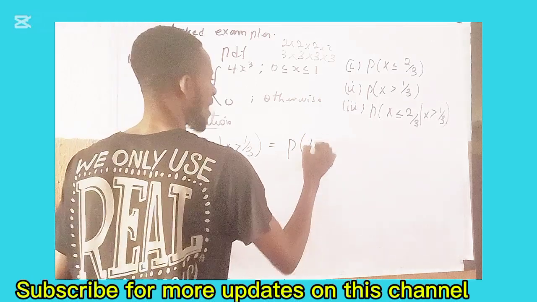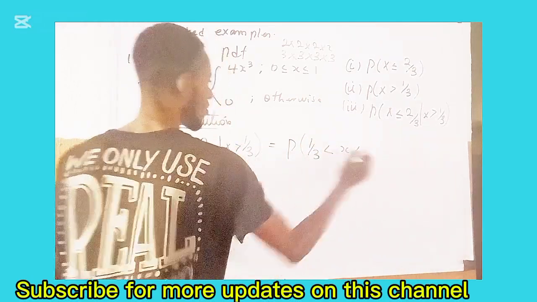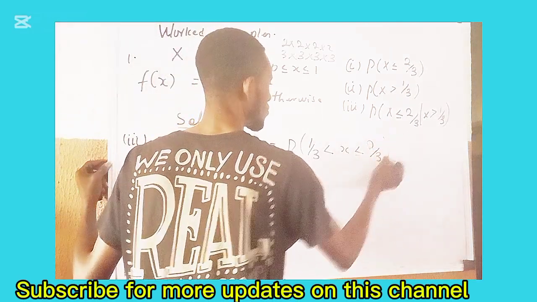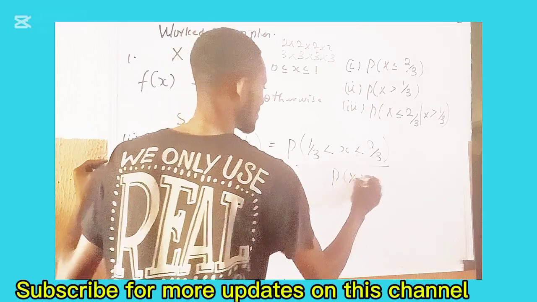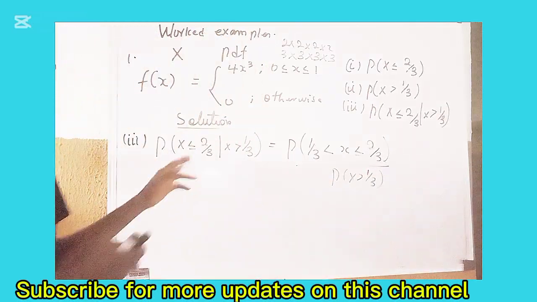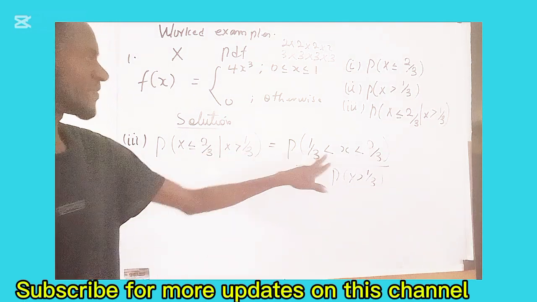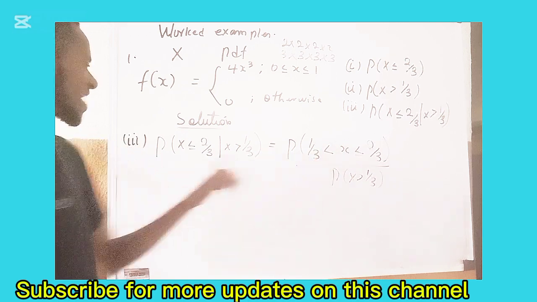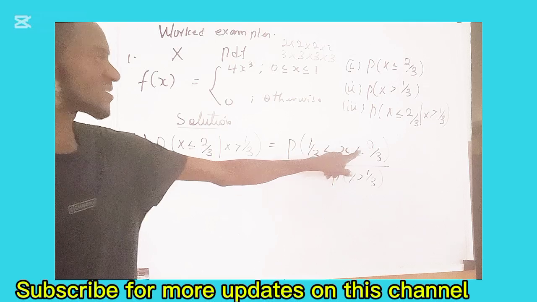So you now say 1 over 3 less than x, less than or equal to 2 over 3. You close it, all over the probability that x is greater than 1 over 3. I repeat: any day they give us this kind of information, that x is greater than 1 over 3, even if you come here, we still have that x is greater than 1 over 3. Here they told us that x is less than or equal to 2 over 3, and even if you come here, x is still less than or equal to 2 over 3.